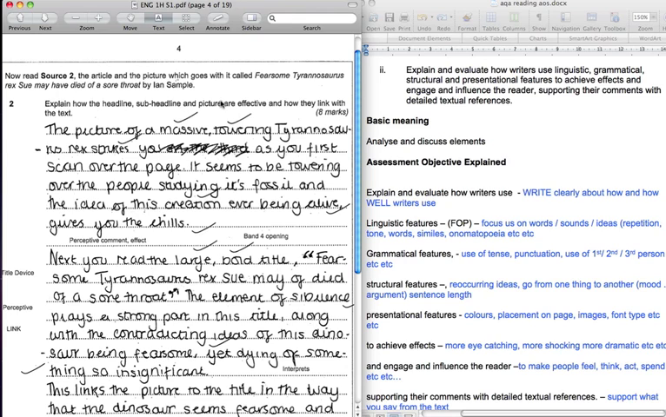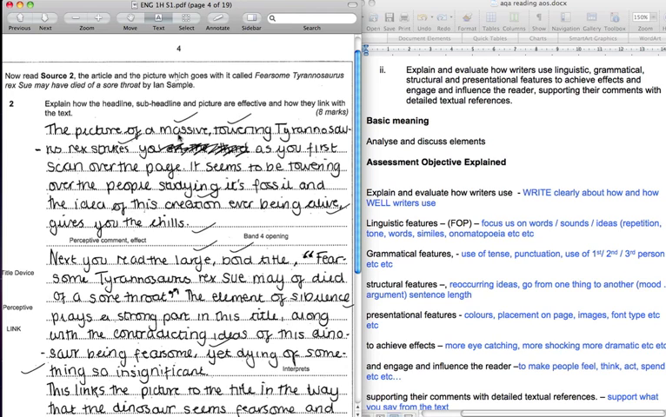Explain how the headline, subheadline and picture are effective and how they link with the text. The picture of a massive towering Tyrannosaurus Rex strikes you as you first scan over the page. So we see straight away where the ticks are. The ticks are in the language, because the language actually used to describe it is quite complex, towering and strikes you, and also the idea that the picture is massive. So all those are ticked.